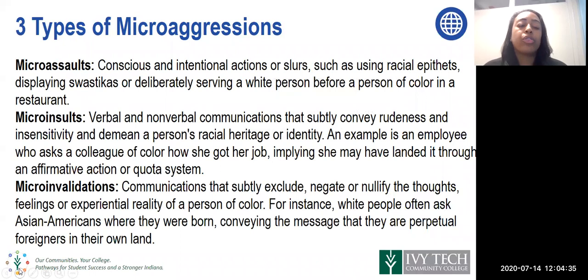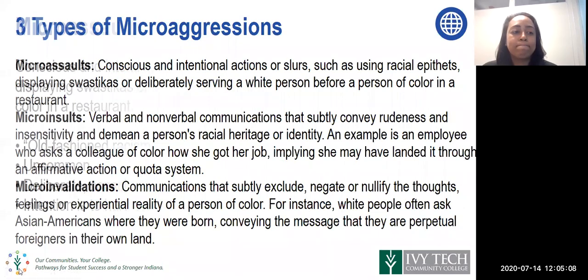So there are three different types of microaggressions that we want to talk about. Microassaults, those are the conscious and intentional actions or slurs. Micro-insults are just verbal and nonverbal communications, and micro-invalidations are communications that subtly exclude, negate, or nullify the thoughts. And then we'll talk specifically about each one in the next couple of slides. I don't want to read through all of that. That's just three different types. So we can go to the next slide.